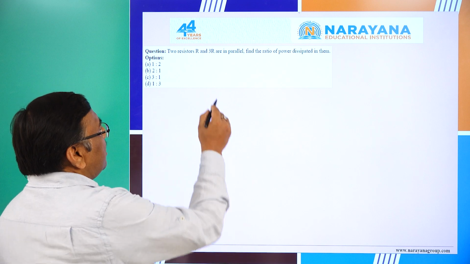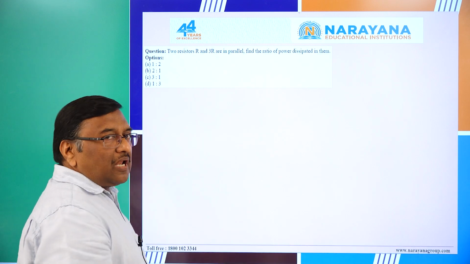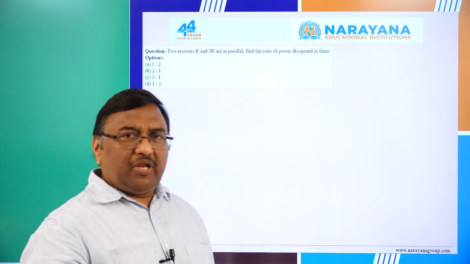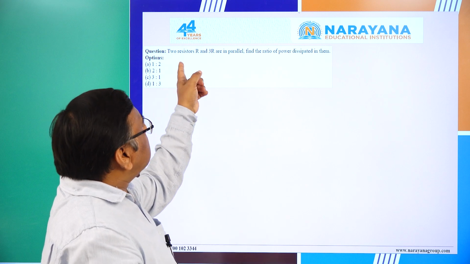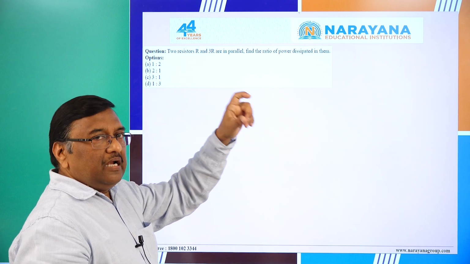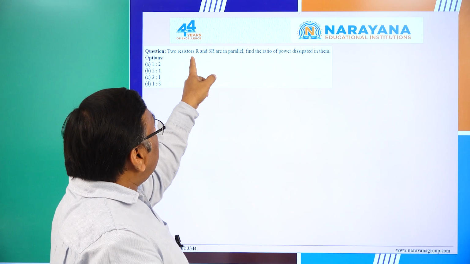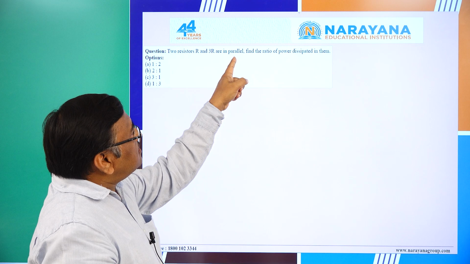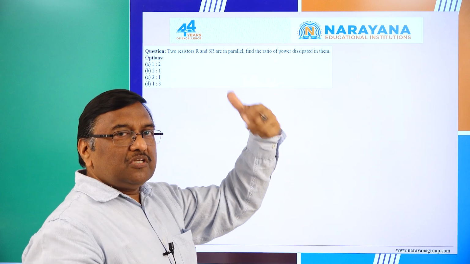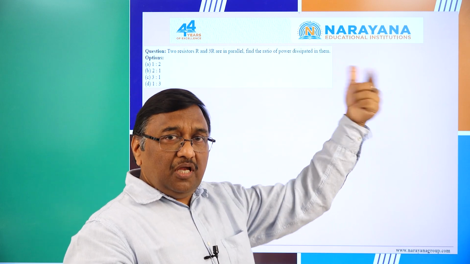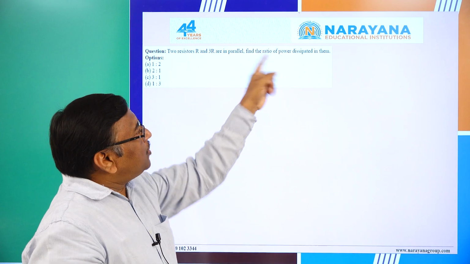Whether I have to write power dissipated as I square R or V square upon R, you know very well. Whenever the conductors or the resistors are connected in series, the current is going to be the same in both the resistors. That means if resistors are connected in series, I will use power is equal to I square into R, so I can say my power will be proportional to R.